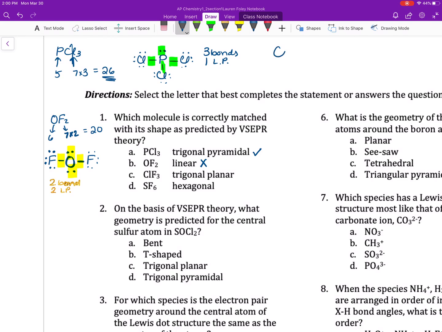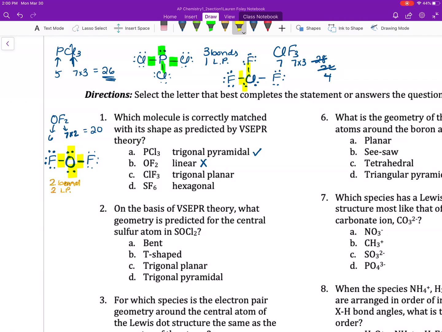ClF3, chlorine has 7 valence electrons. Each fluorine has 7, times 3 is 21. 21 plus 7 is 28. So I'll start with that chlorine and I'll put the fluorines around it. I've just put in 6 electrons, so I have 22 left. So I'll put in the 18 that will fulfill the octets for my 3 fluorines. That gives me 4 left. When I have extra electrons left, they go on the center atom. Chlorine can exceed the octet because it's a third row element. It has the ability to expand it.